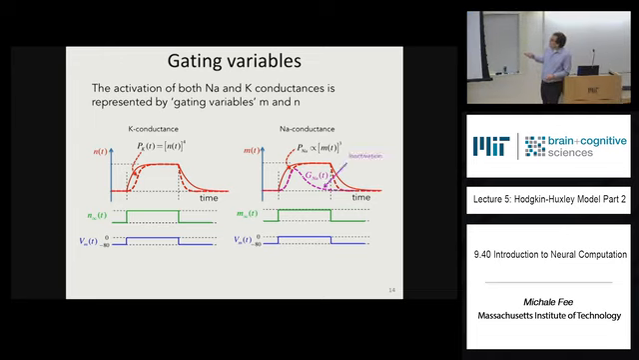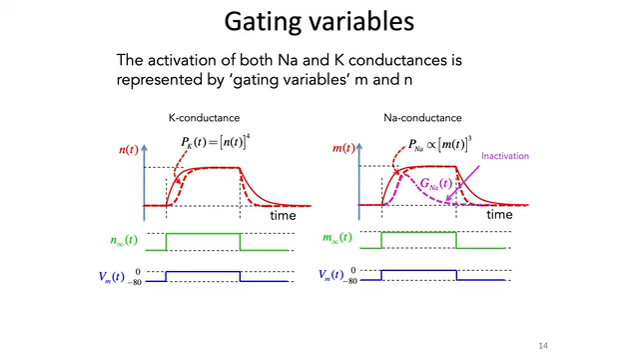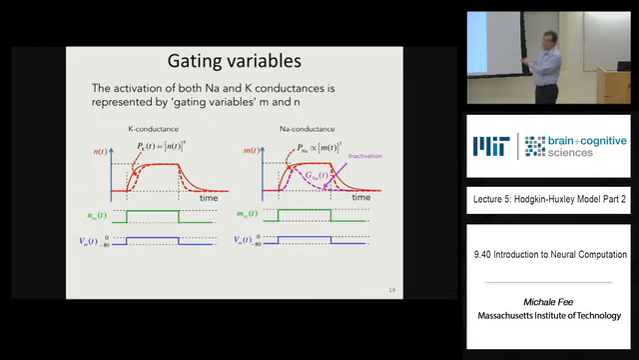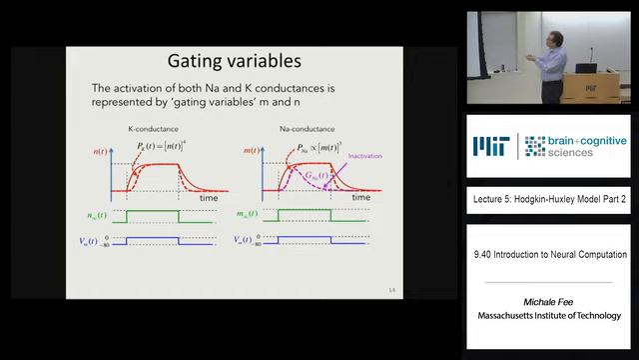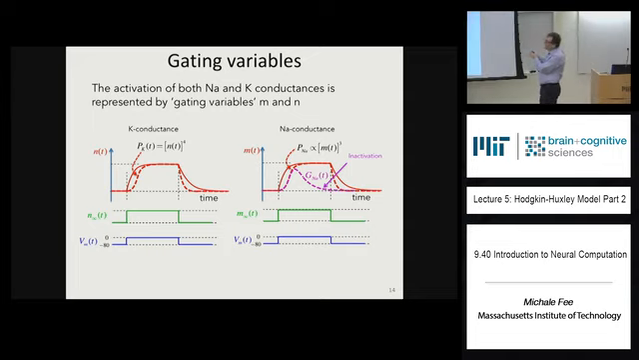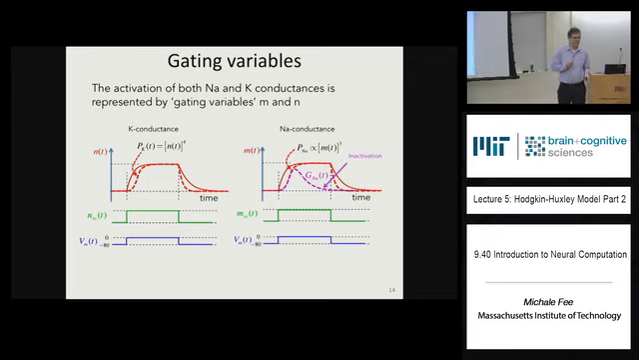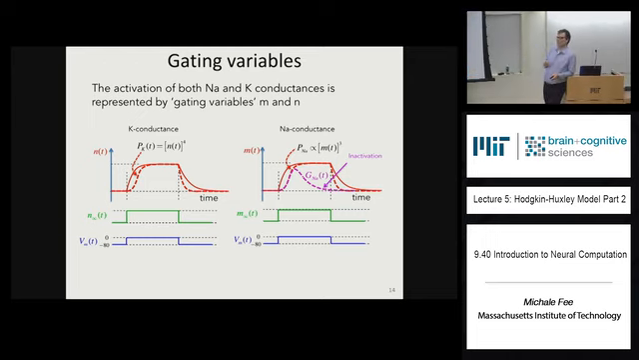So that process of shutting off is called inactivation. All right? This process of N turning on is called activation. N turning off is called deactivation. M turning on is called activation. M turning off is called deactivation. But this other thing has a different name. It's called inactivation. All right? It's kind of a little tricky terminology.